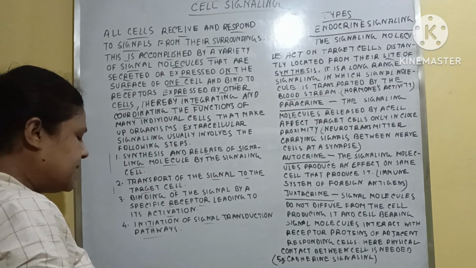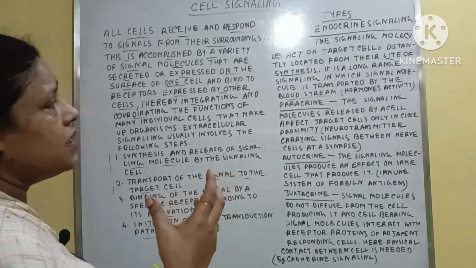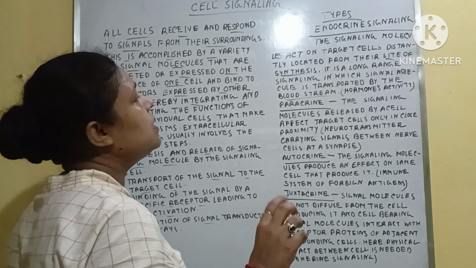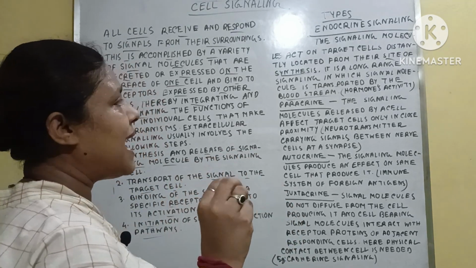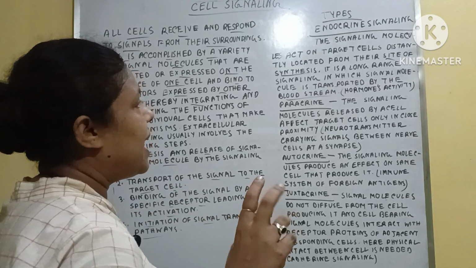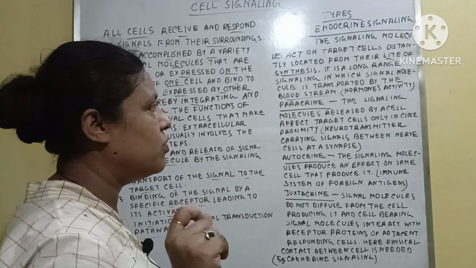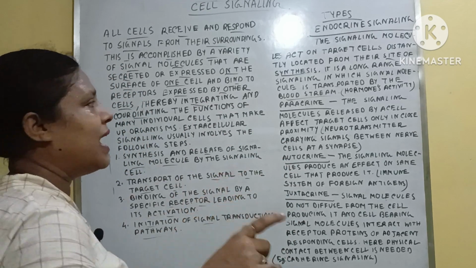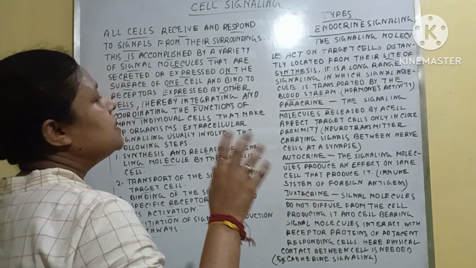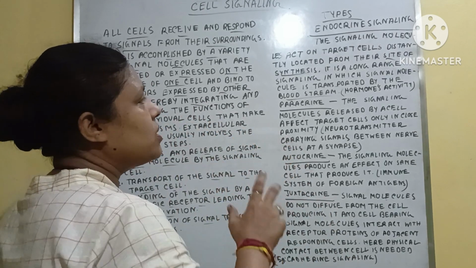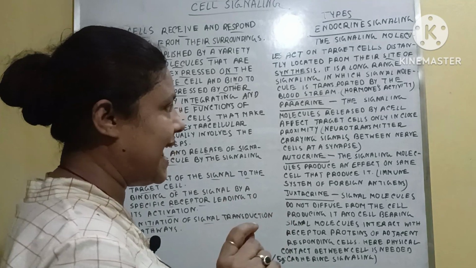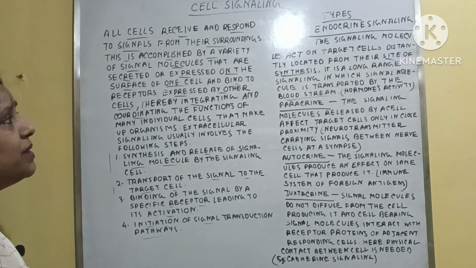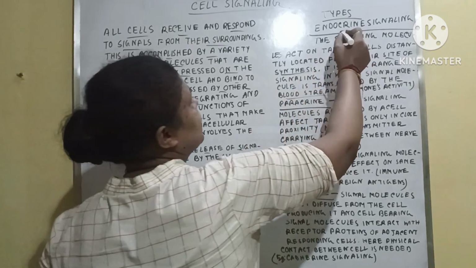An example is the pituitary, the endocrine gland, and from the pituitary I have taken one hormone as an example, the TSH hormone or thyroid stimulating hormone, which is transported through the bloodstream and acts on the target cell, the thyroid gland, to release the thyroxine hormone. So this is the example of endocrine signaling.